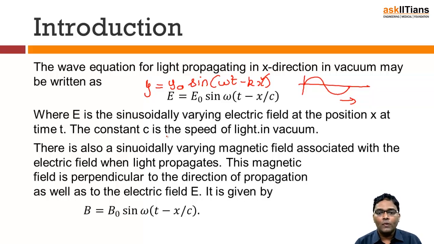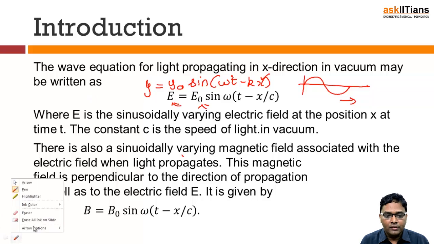Okay, so let's first start off with an electric field. Let's say the electric field E varies like E naught into sine of omega t minus k x by c. Now let me write down the relation for k, how exactly we relate k.